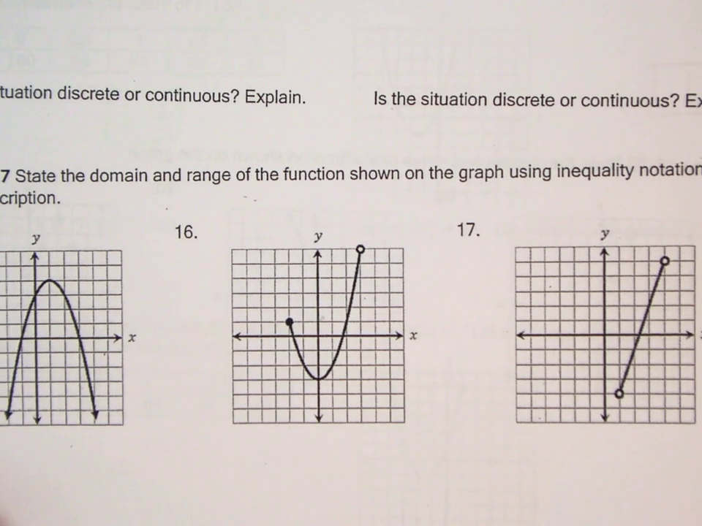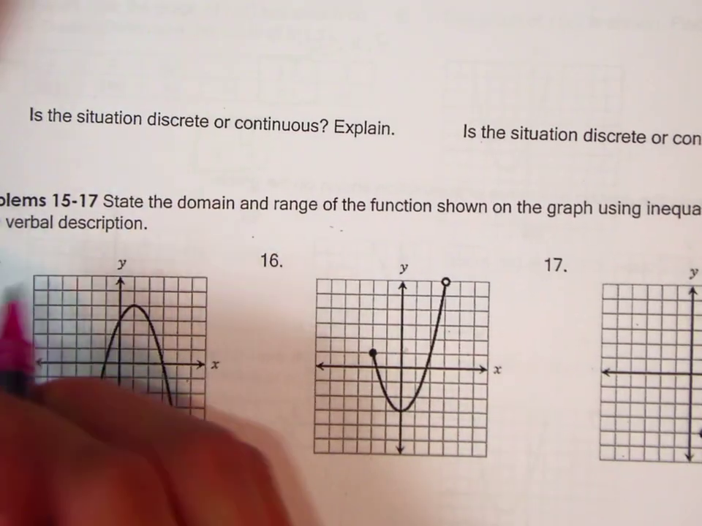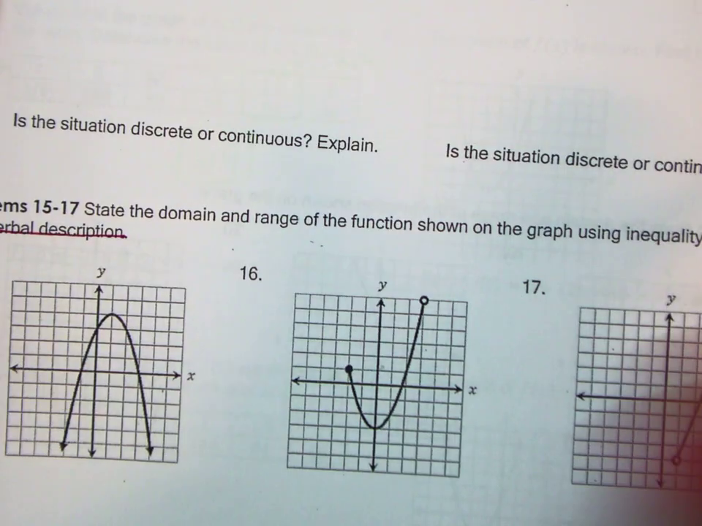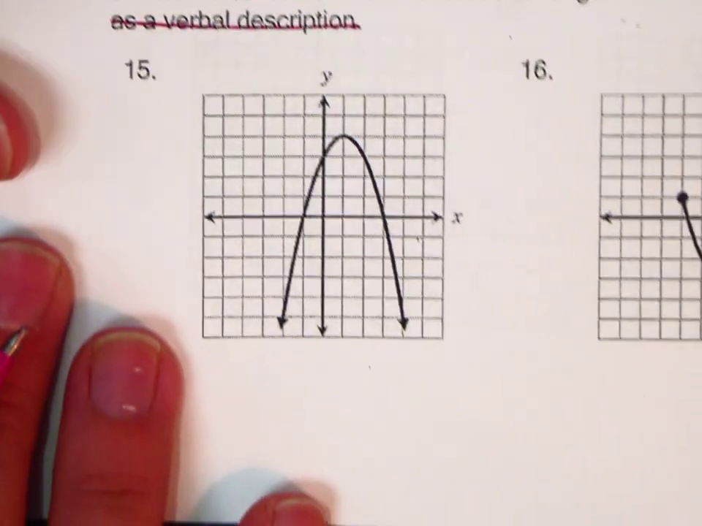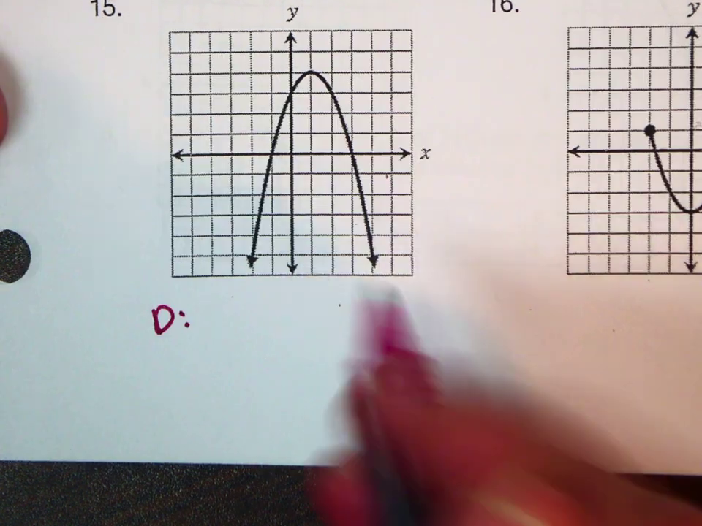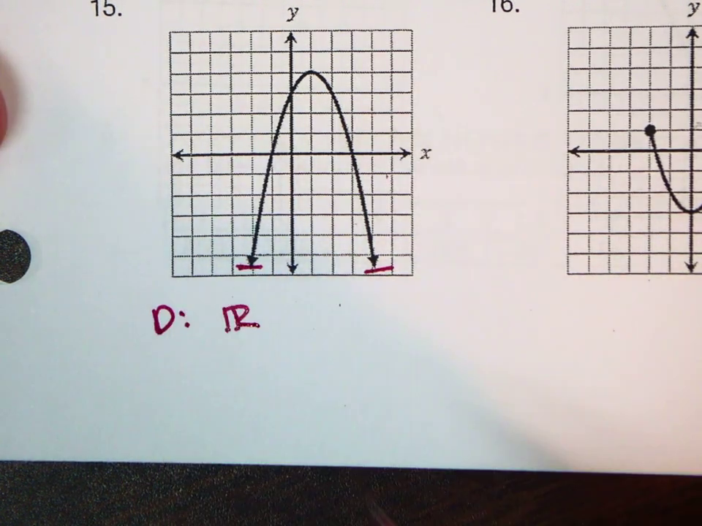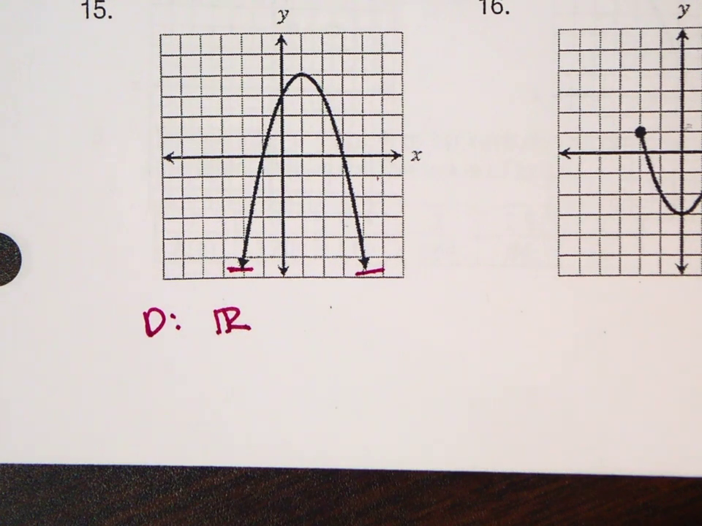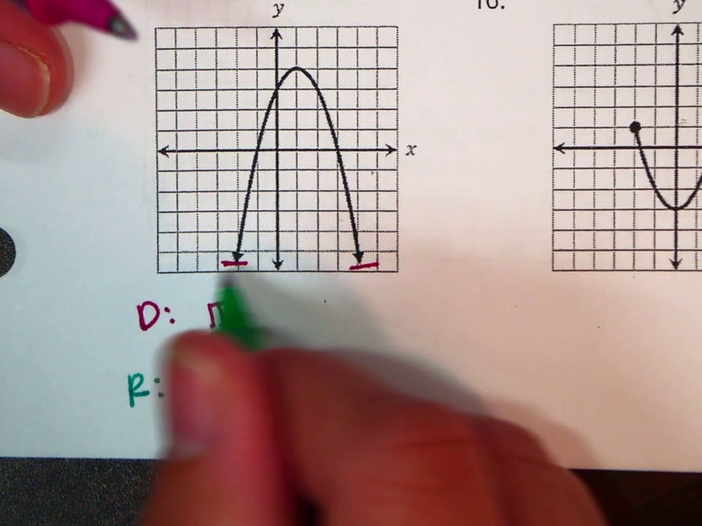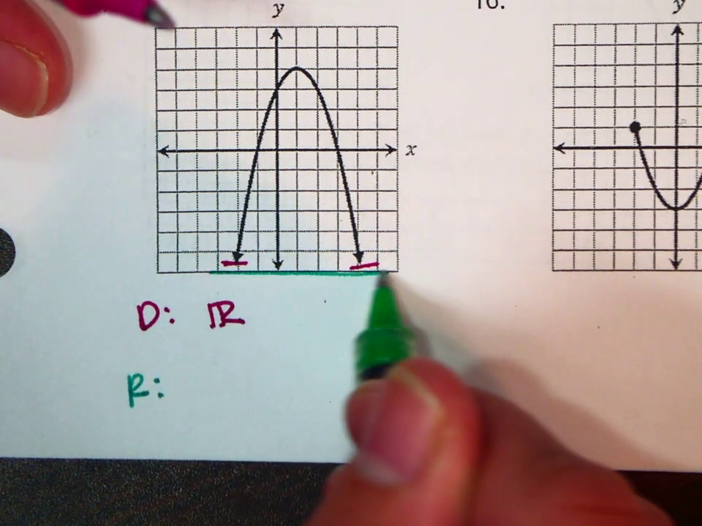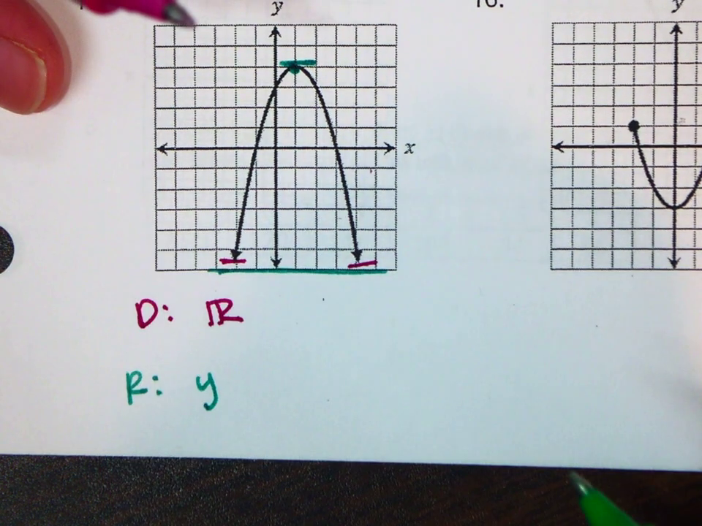All right, last thing is just stating the domain and the range using inequality notation, and like I said, we're not doing the verbal description. So don't worry about the verbal description. All right. The domain, the left side is an arrow, the right side is an arrow, so the domain is all real numbers. And I'm going to use green for the range. All right, so range, the bottom, the lowest is an arrow, but the top is a point. So we're going to have one inequality.